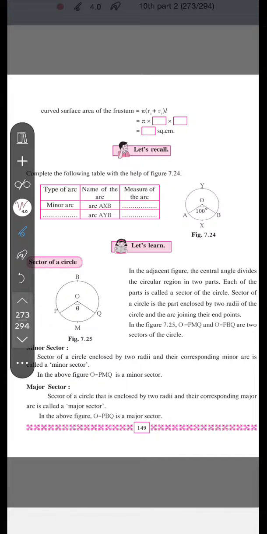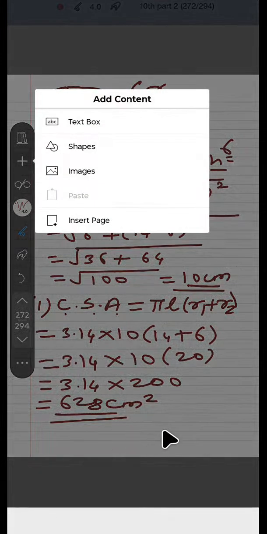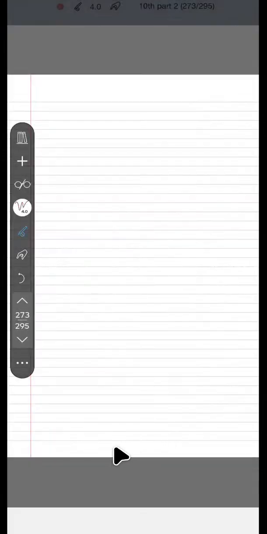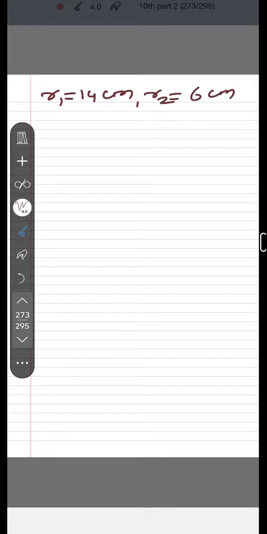Next question. Here r1 is equal to 14 centimeter, r2 is equal to 6 centimeter, correct, and h is again 6 centimeter. They asked for the slant height, which is equal to 10, we have already found it. Now next question, total surface area of a frustum.